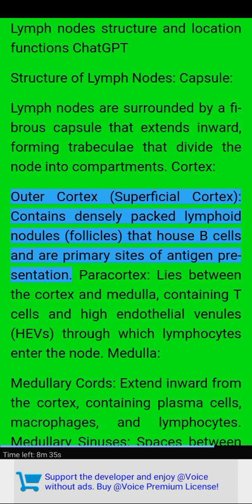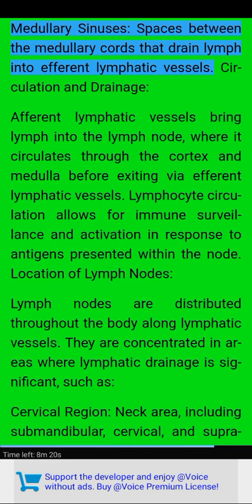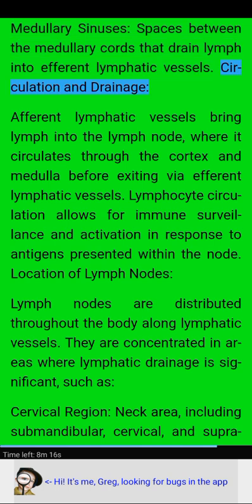Follicles house B cells and are primary sites of antigen presentation. Paracortex lies between the cortex and medulla, containing T cells and high endothelial venules, HEVs, through which lymphocytes enter the node. Medulla. Medullary cords extend inward from the cortex, containing plasma cells, macrophages, and lymphocytes. Medullary sinuses, spaces between the medullary cords that drain lymph into efferent lymphatic vessels. Circulation and drainage.